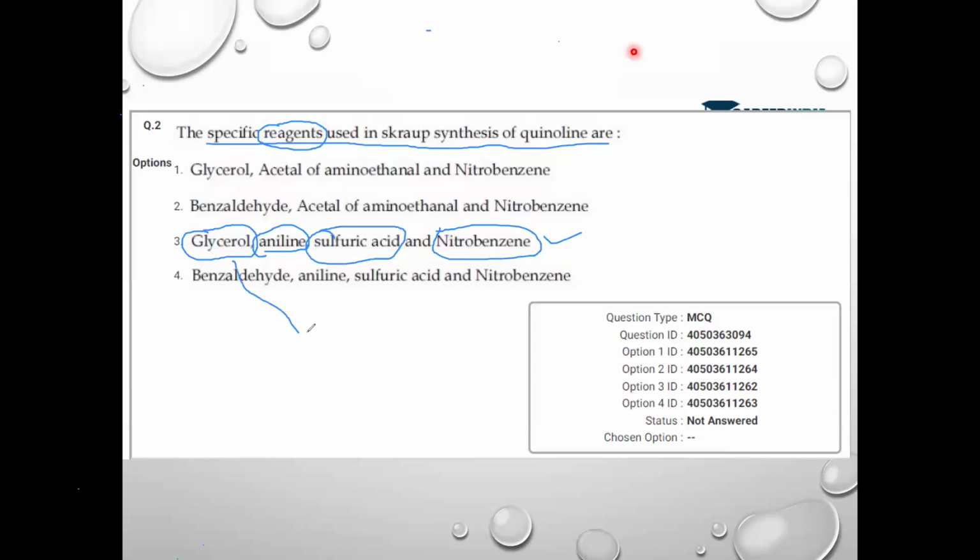This glycerol will be converted into this compound. I have also asked you the common name of this compound. What was that? It is acrolein, right? CH2=CH-CHO, that is acrolein, prop-2-enal, right? That is acrolein, which is formed from the glycerol due to the presence of sulfuric acid, and then this acrolein will react with aniline and give you a quinoline ring, right? So it is very important. This kind of question can come. As I have told you in the previous lecture also, this kind of question can be asked.